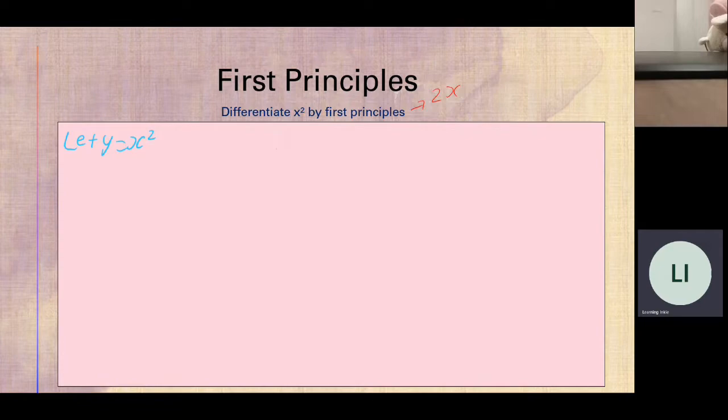And again, gradient of the point and a nearby point. So (x plus h) whole thing squared minus x squared over h. And then we let a nearby point, so h approaches zero. And that is the gradient, right? The first derivative. So what do we do from here?